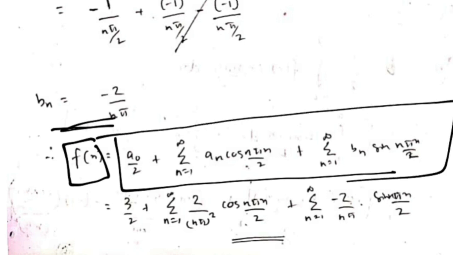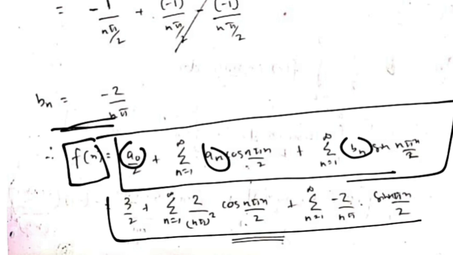Doing the same way, after we get b n also, we have to write f of x as this standard formula, and instead of a naught, a n and b n you have to substitute the answers which you got above, and then you will get the final answer.